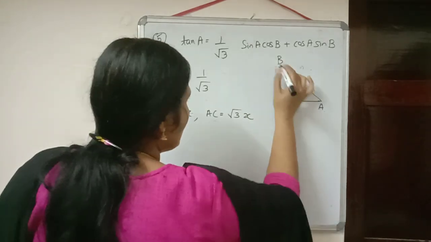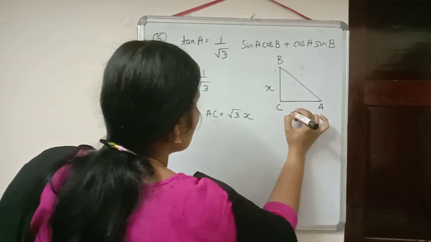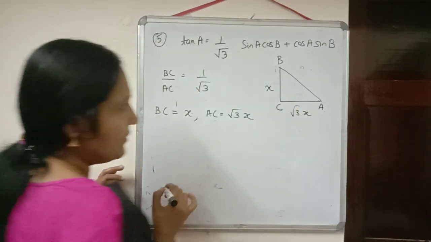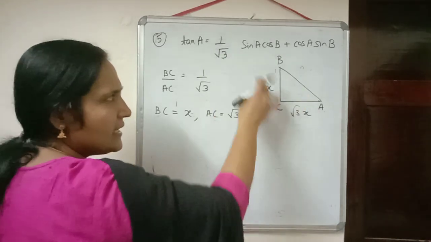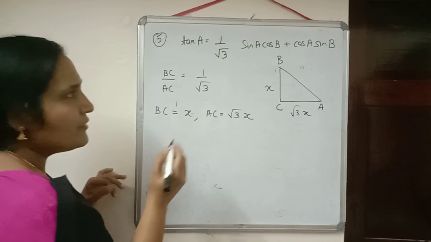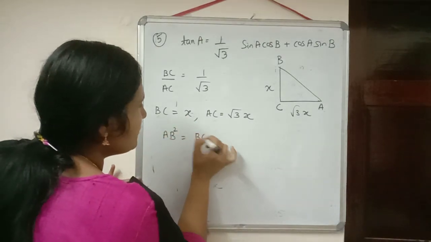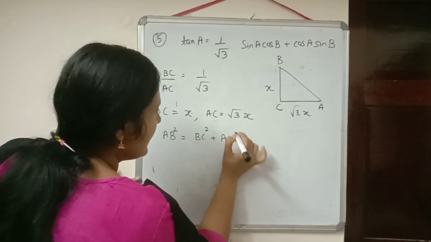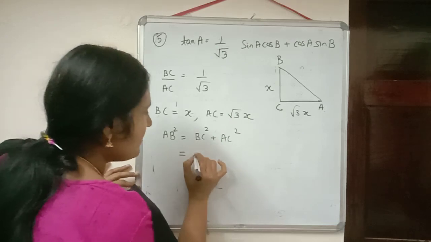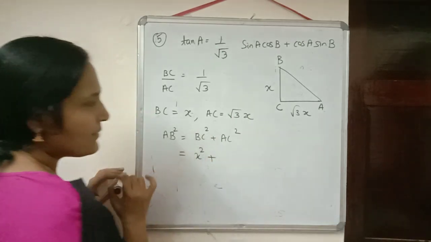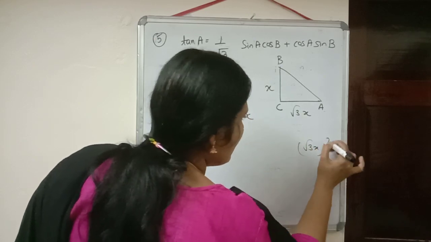Now what we have to do here? First we have to calculate the value of AB. So we have BC is equal to x and AC is equal to root 3x. Always mention in the diagram. Then it will be easy for you to calculate. Now use Pythagoras theorem. What will come? AB square is equal to BC square plus AC square. Substitute the value. BC square will be equal to x square plus AC square. It will come root 3x the whole square.